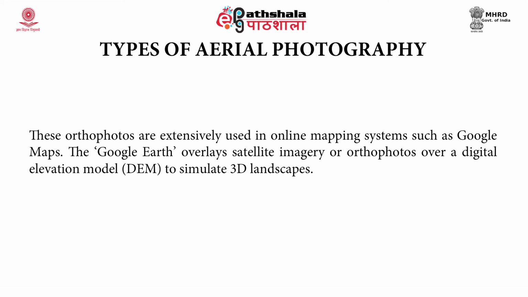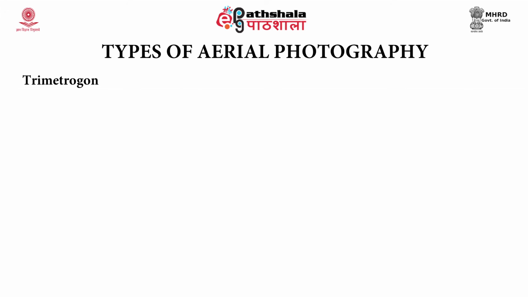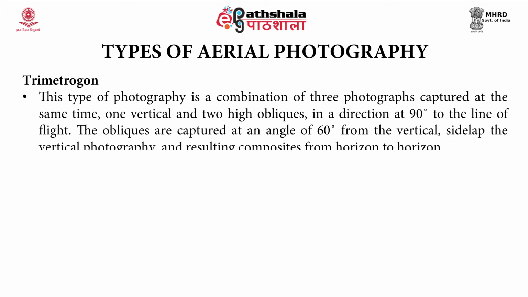These orthophotos are extensively used in online mapping systems such as Google Maps. Google Earth overlays satellite imagery or orthophotos over a digital elevation model, that is DEM, to simulate 3D landscapes. Another one is trimetrogon, which is a combination of three photographs captured at the same time, one vertical and two obliques, in a direction at 90° to the line of flight.